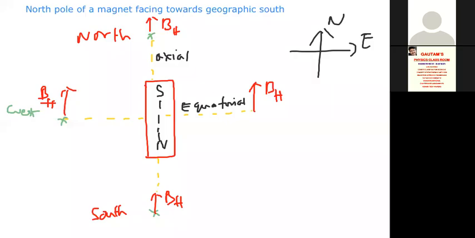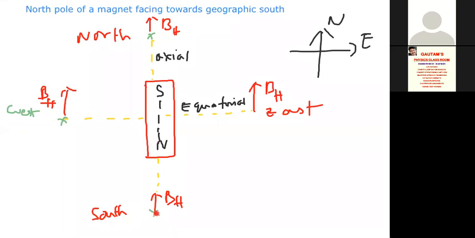North pole of a magnet facing towards geographic south. So the north pole is facing towards geographic south. This is south, this is west, this is north, and this will be east. Fine. So these are the 4 points we have drawn. So now the north pole is facing where?